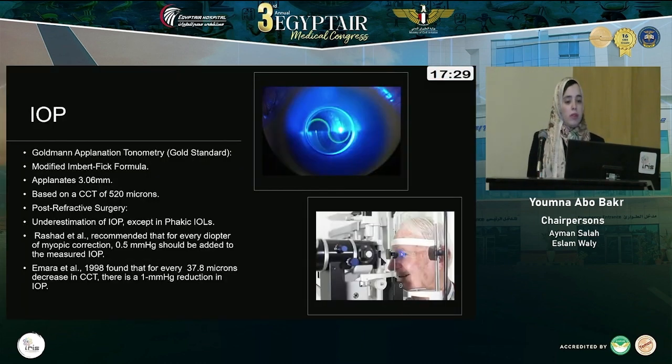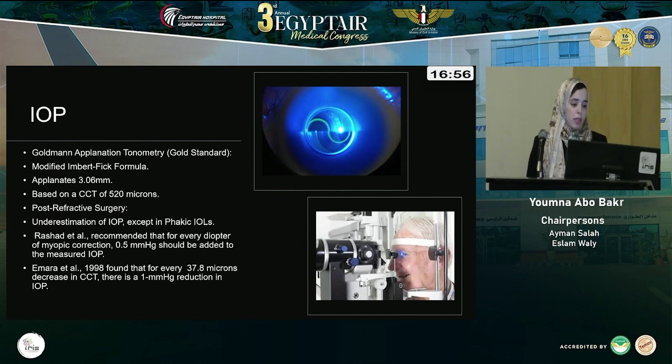To start with the IOP, which is the most important factor in refractive surgery patients. Goldmann applanation tonometry is the gold standard. It applanates a 3.06 mm diameter, and it's based on a CCT of 520 microns. So what's the problem with Goldmann applanation tonometry after refractive surgery? It leads to underestimation of the IOP, except in phakic IOLs, because we don't change the corneal thickness.